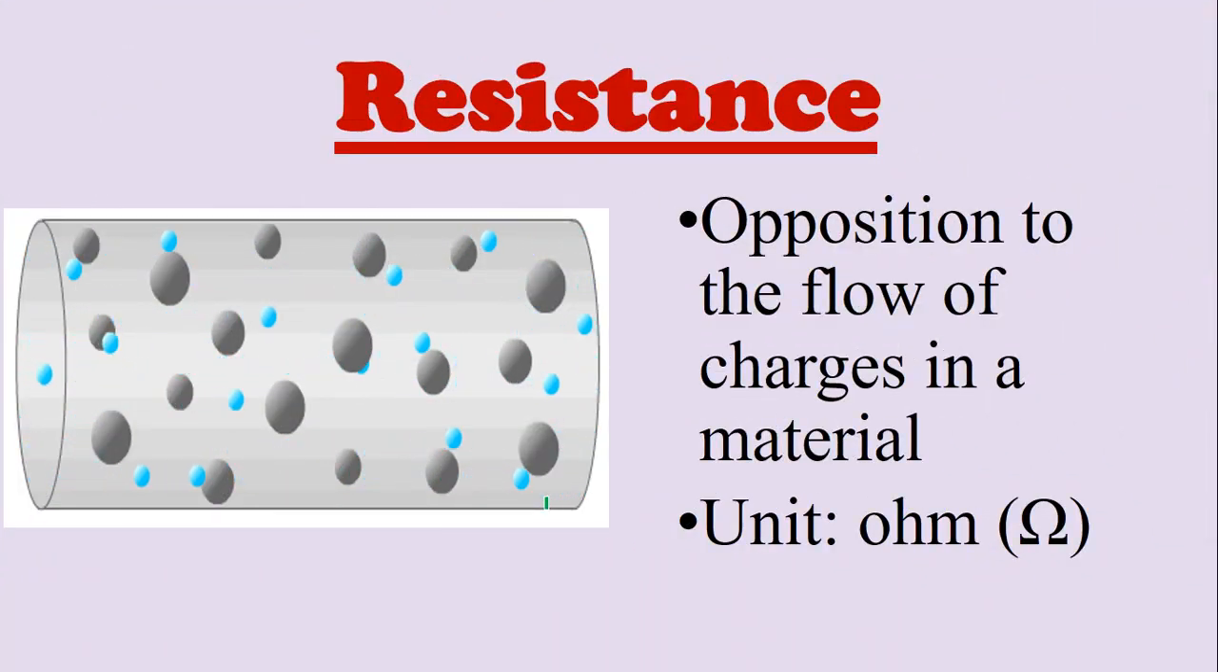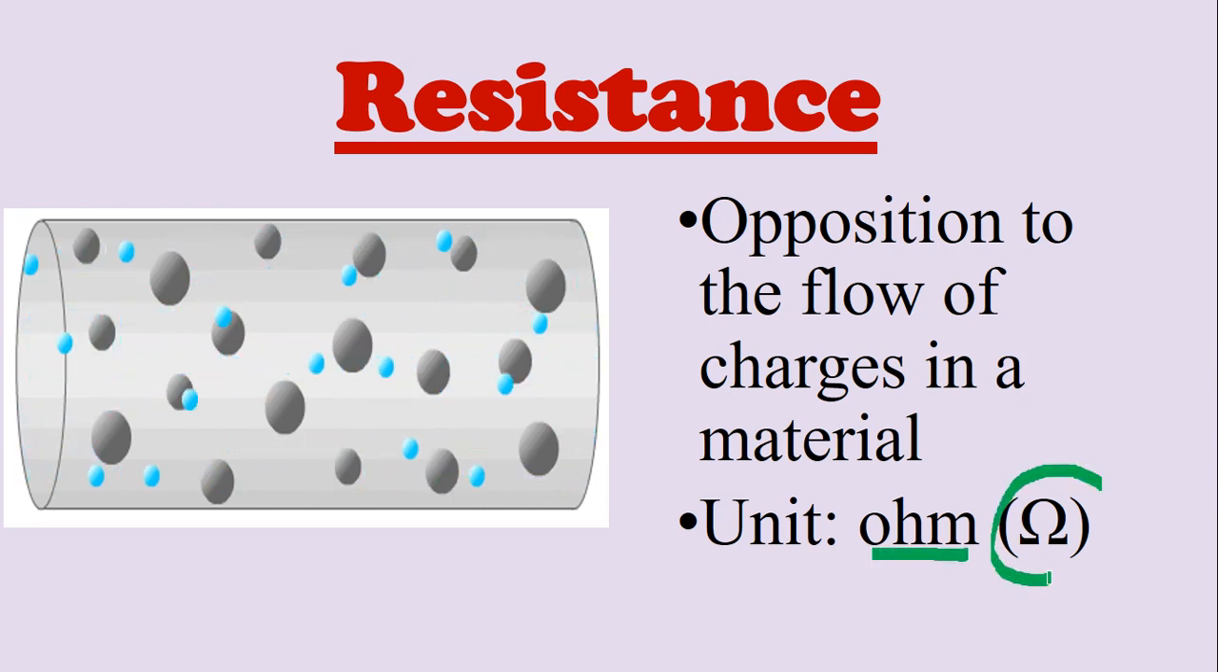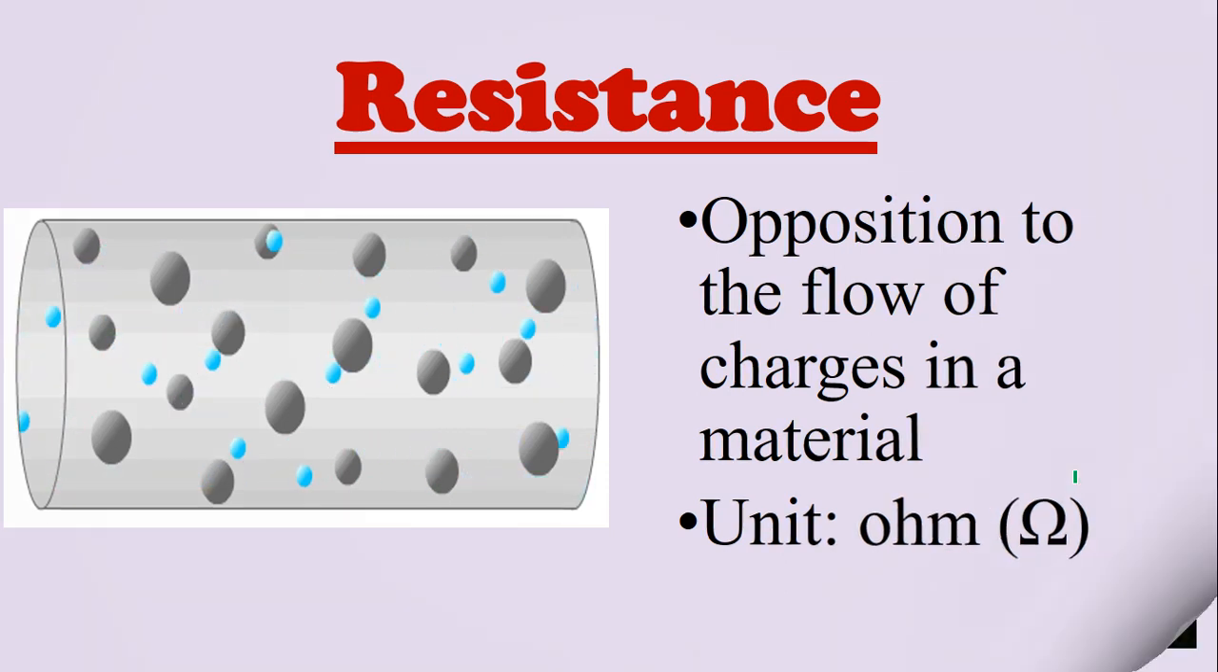Resistance. Resistance is the opposition to the flow of charges in a material. Basically, resistance is trying to stop the flow of electrons. So you can see these blue little dots are trying to go through the wire. Sometimes they run into a little spot. Those little spots are resistance. Now, the unit for resistance is ohms, but we use the omega symbol when we write the unit for resistance.